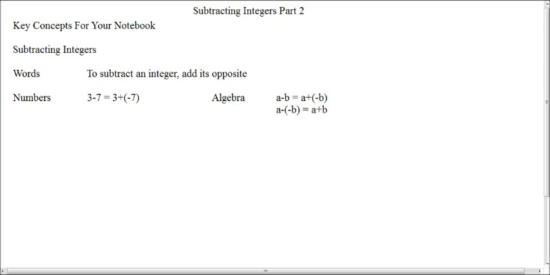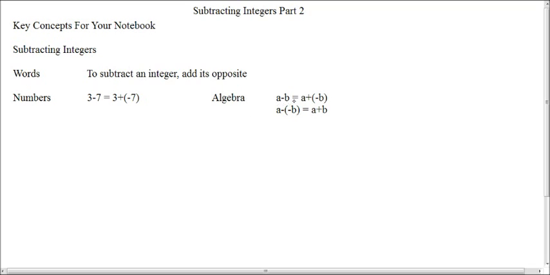Some key concepts you need to know when you're subtracting integers. Well, let's see. To subtract an integer, you simply add its opposite. How do we make this look in numbers? 3 minus 7 is the same thing as 3 plus a negative 7.